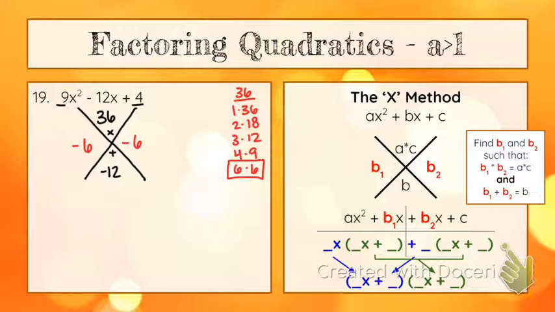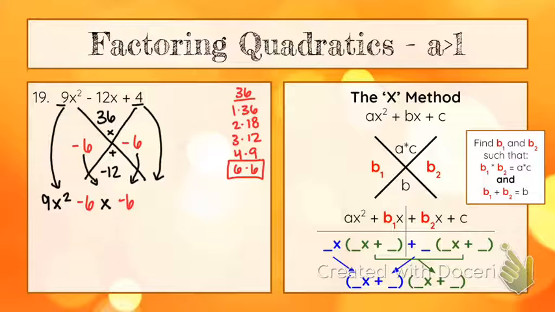All right, now we're going to bring down our values. So we bring down the first term, bring down the last term, and create two new middle terms. So we have 9x squared minus 6x minus another 6x and then plus 4. All right, then we divide this expression in half and take out the greatest common factor.